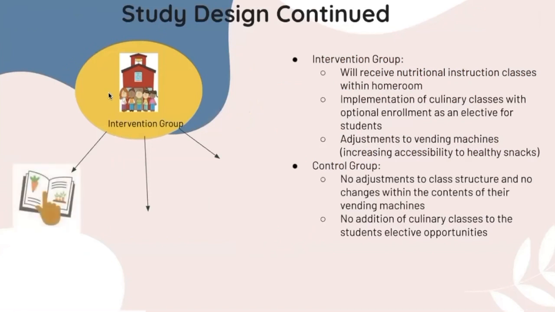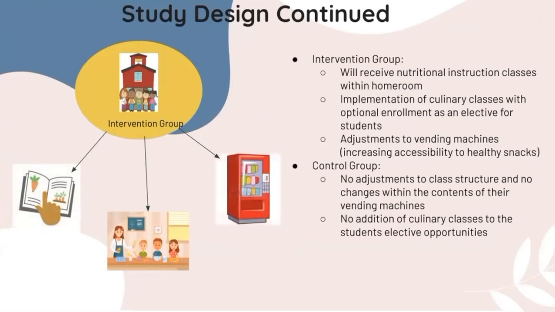Students will receive nutritional classes within their homeroom class. There will be an implementation of culinary classes with optional enrollment as an elective for students, and there will be an adjustment to the school's vending machines by increasing the accessibility to healthier snacks. Through face-to-face and community delivery channels, the intervention hopes to create long-term behavior changes in eating habits that students can carry with them into adulthood. The control group will receive none of these changes.